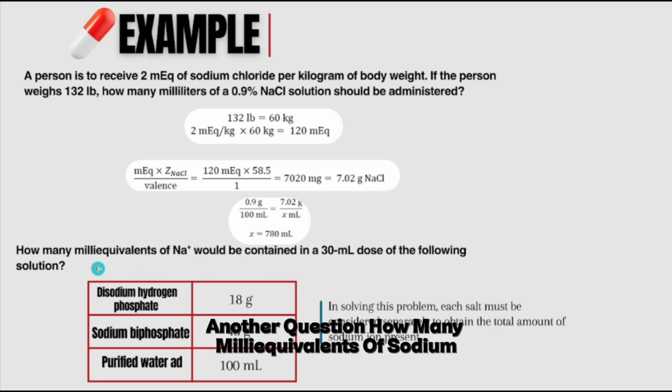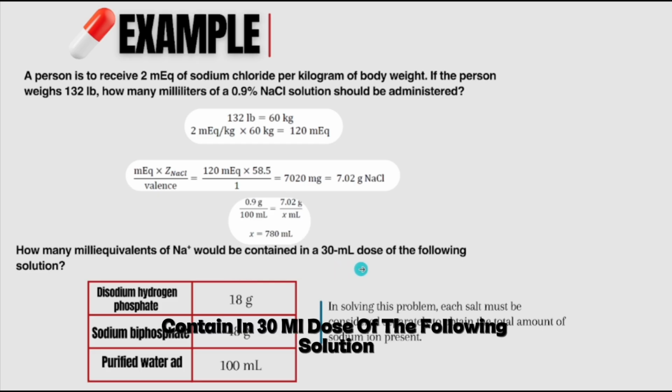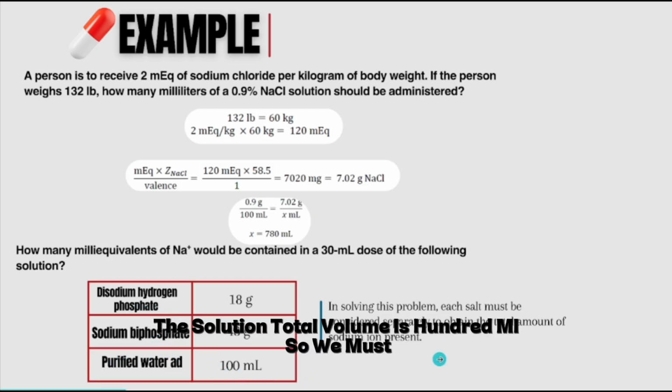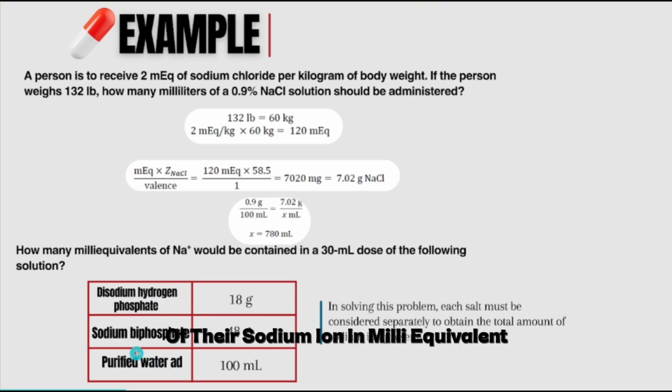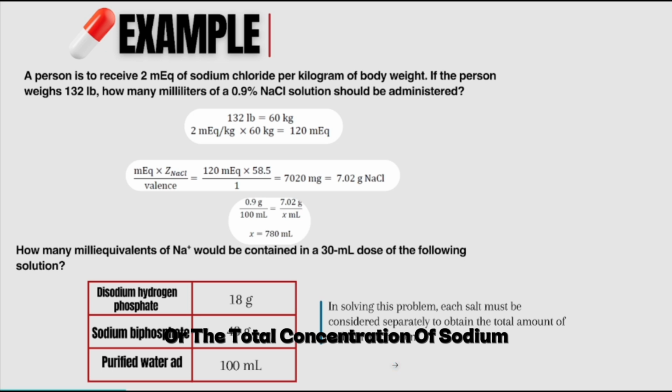Another question: how many milliequivalents of sodium ion would be contained in a 30 ml dose of the following solution? Disodium hydrogen phosphate and sodium biphosphate, the solution total volume is 100 ml. So we must consider both these salts separately, find out the concentration of the sodium ion in milliequivalent, and then add to get the final or total concentration of sodium.